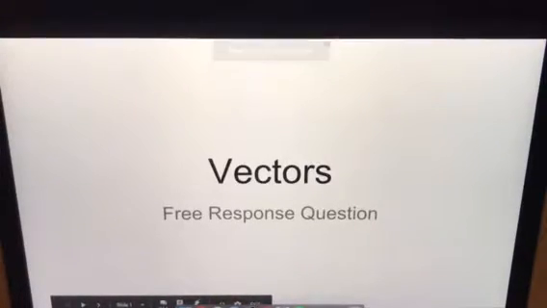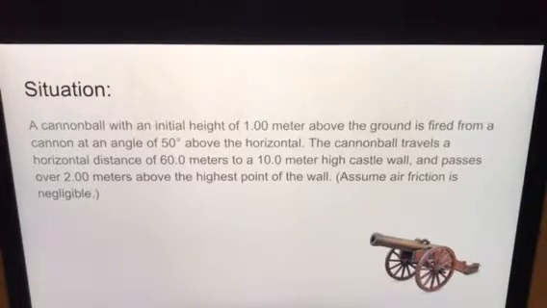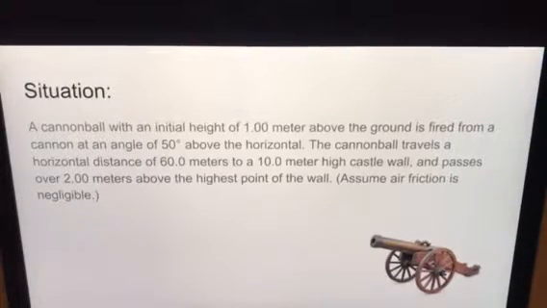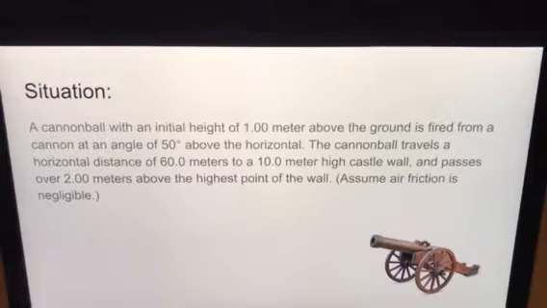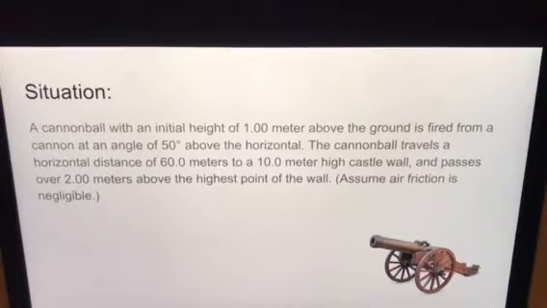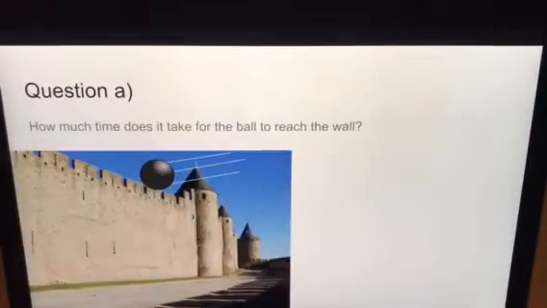Vector's free response question. The situation is a cannonball with an initial height of 1 meter above the ground is fired from a cannon at an angle of 50 degrees above the horizontal. The cannonball travels a horizontal distance of 60 meters to a 10-meter high castle wall and passes over 2 meters above the highest point of the wall. Assume air friction is negligible.